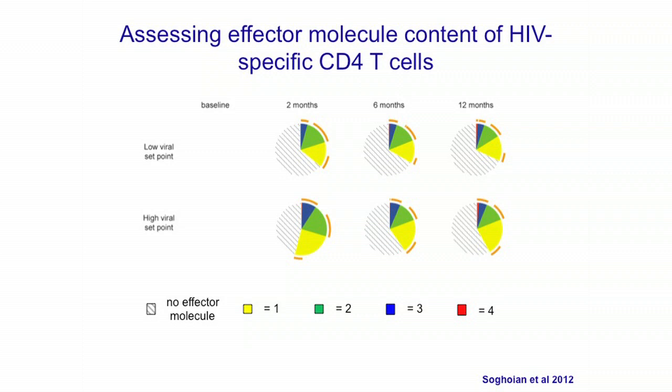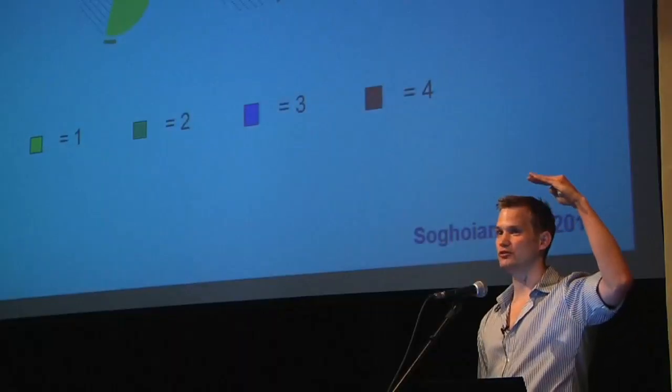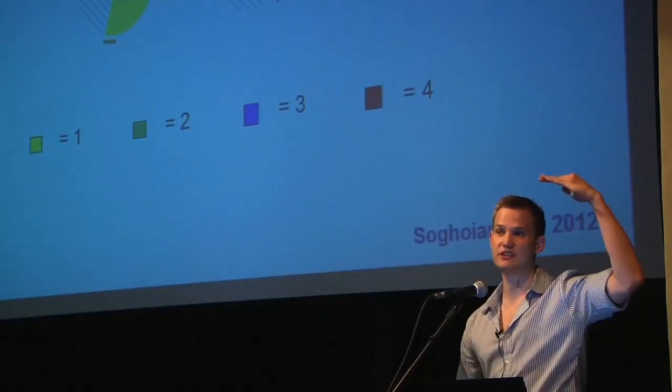Interestingly, when we look in chronic infection, only at 2 months, 6 months, or 12 months post-acute infection, we see that about 20 to 30% of the HIV-specific CD4 cells have at least one or more of the effector molecules. But we don't see any difference in the patients that are reaching a high or low virus set point.